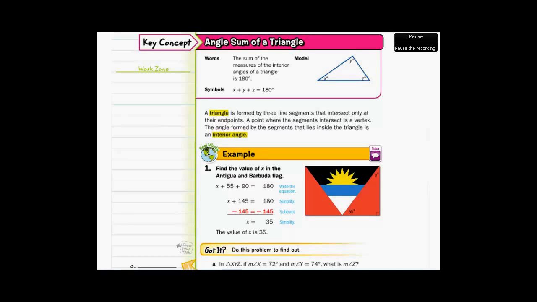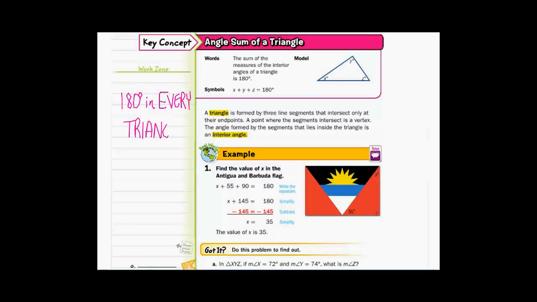Chapter 5, Lesson 3, talks about the angles of a triangle. So here is one thing for your notes right off the bat. There are 180 degrees in every triangle. I don't care if it's huge, small, right, acute, obtuse, scalene, isosceles, equilateral. There's 180 degrees in there.